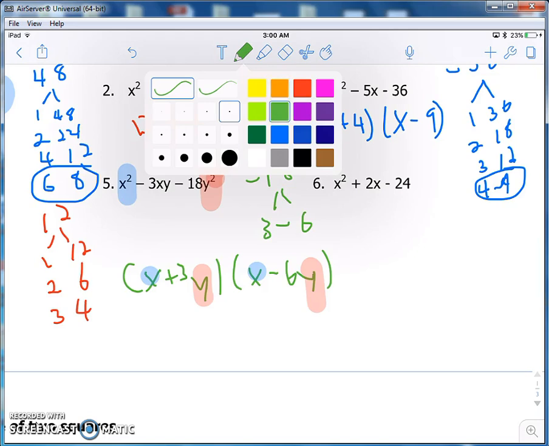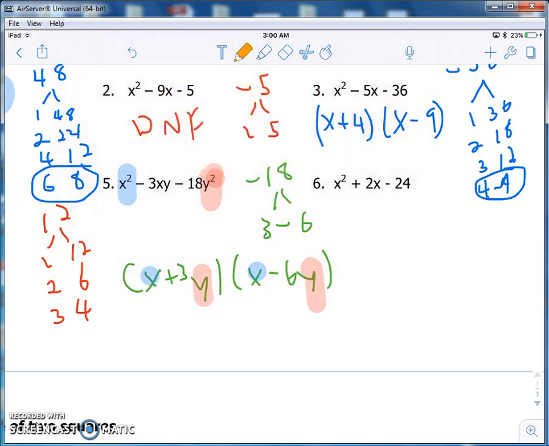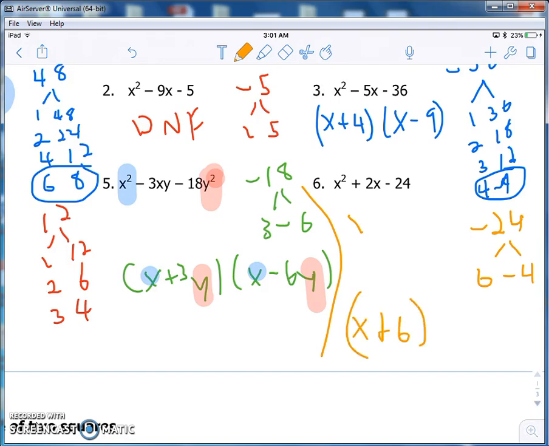Number 6, we're going to look at factors that multiply to be negative 24 and subtract to be 2. So it's positive 2. 6 minus 4 are the two factors that would work. You could list all the factors of 24 if you wanted. So with a 1x squared, we just put that straight into the parentheses, x plus 6 times x minus 4.